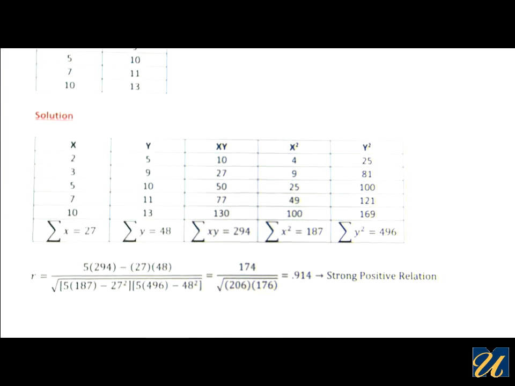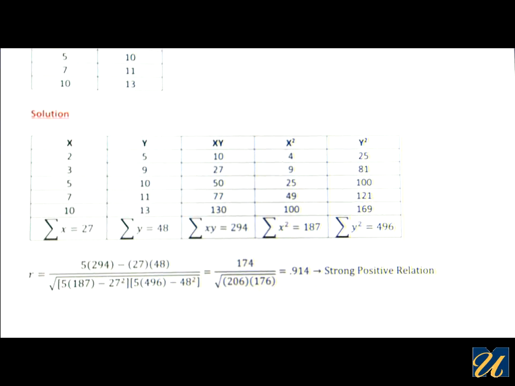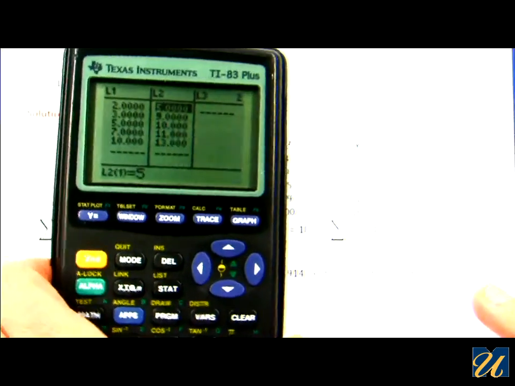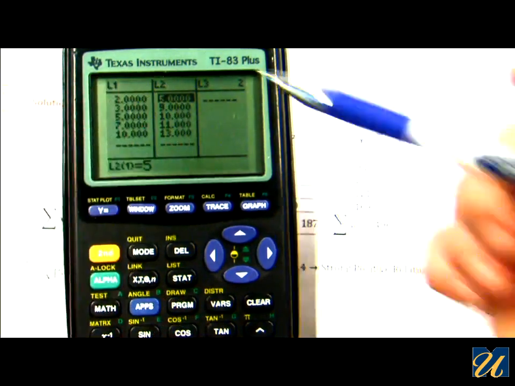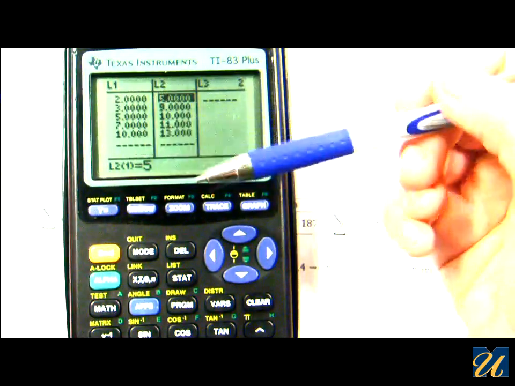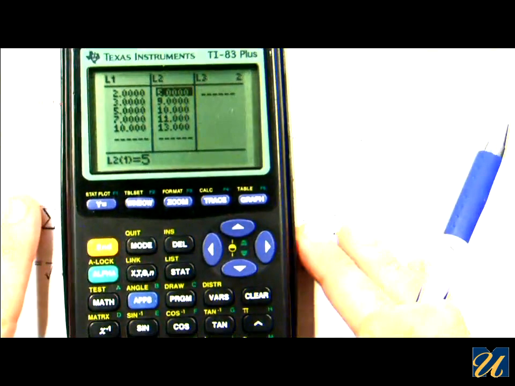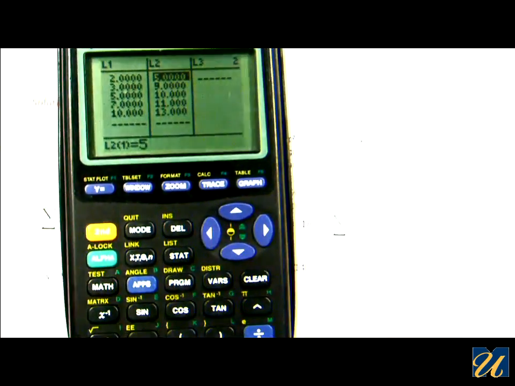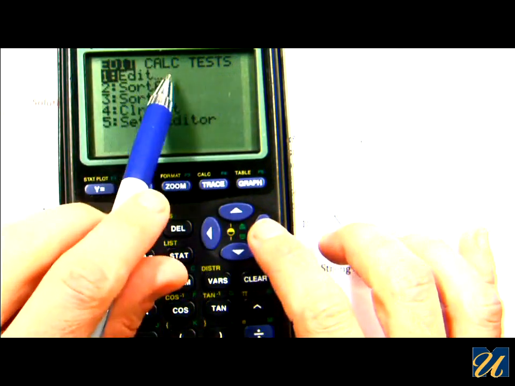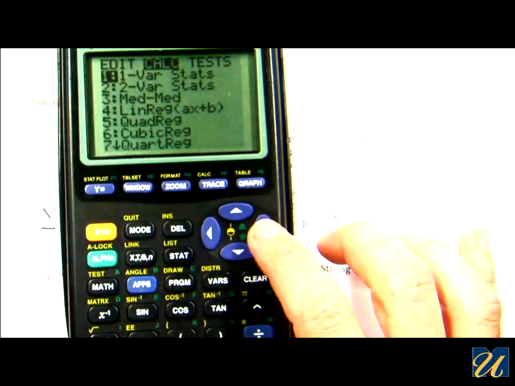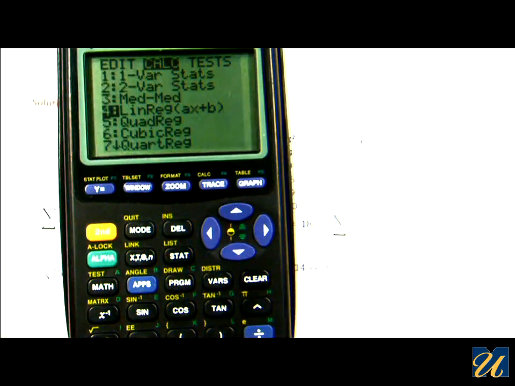Now, if you were to use your graphing calculator, you would enter your variables the same way we mentioned before. Stat, edit, L1, L2. Once again, L1 are your x's, L2 are your y's. You would go to stat, calc, right here, and then you would go to number 4.